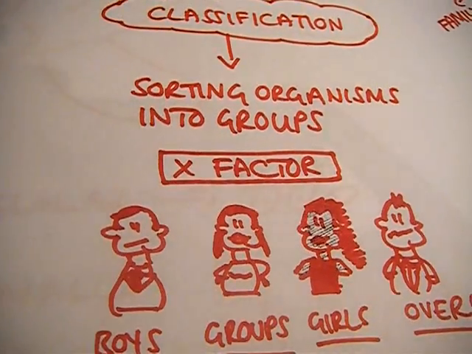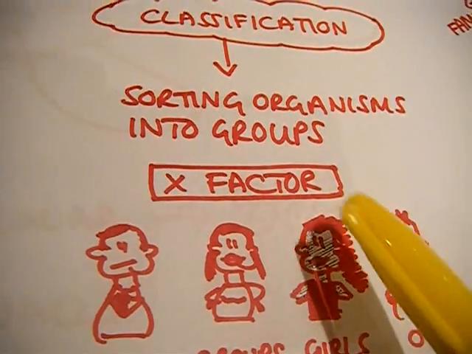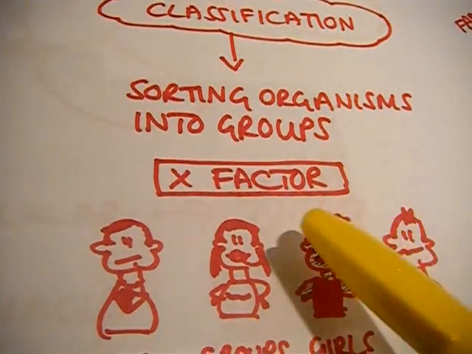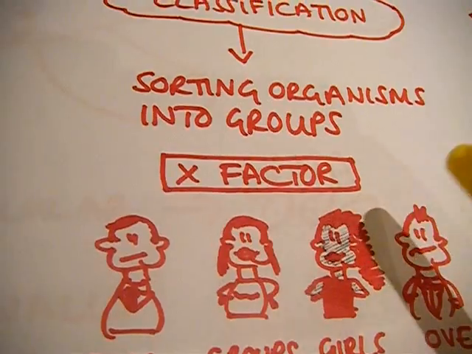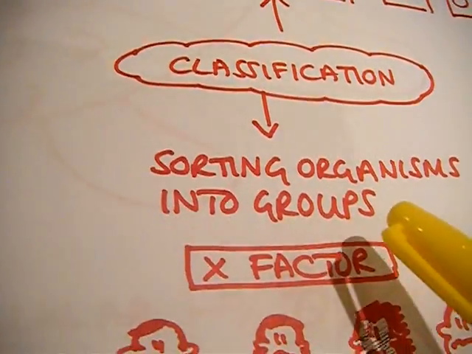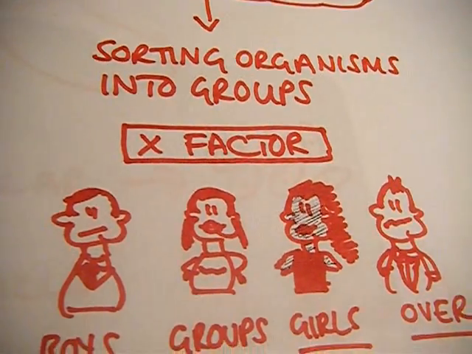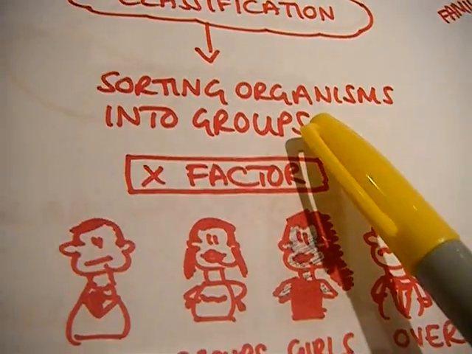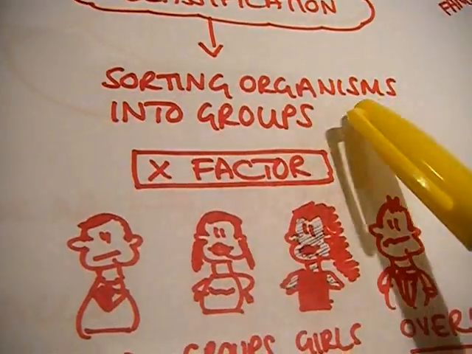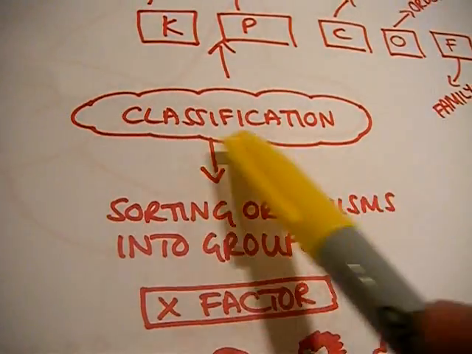Now we're going to talk about how biologists sort organisms into groups. What biologists do, basically, because they've got loads of time on their hands, is classify organisms based on how closely related they are to one another. So an organism is a living thing, and the process of sorting organisms into groups is called classification.